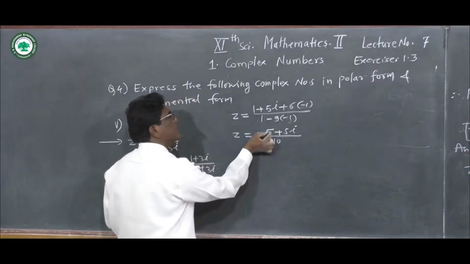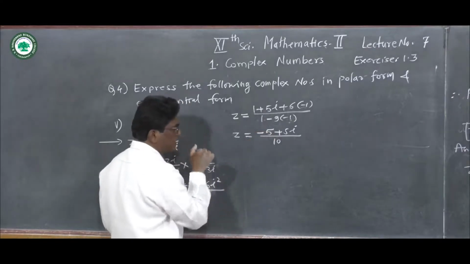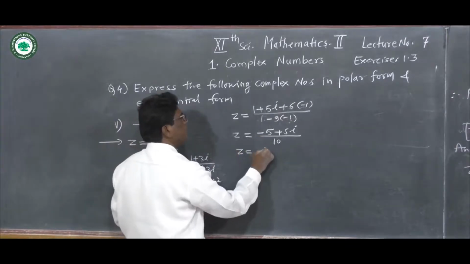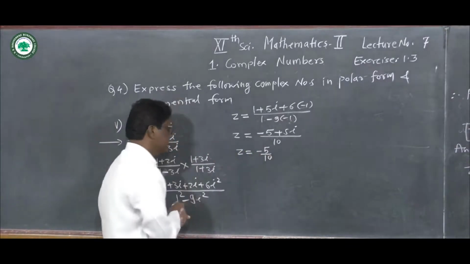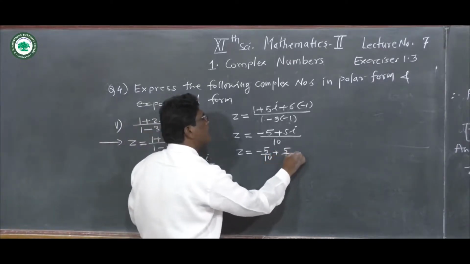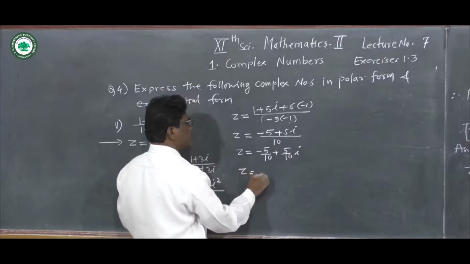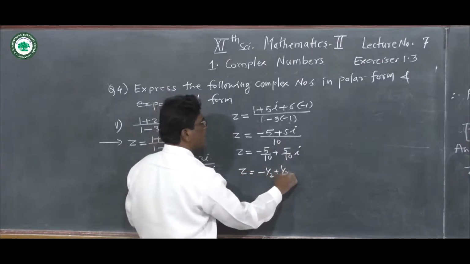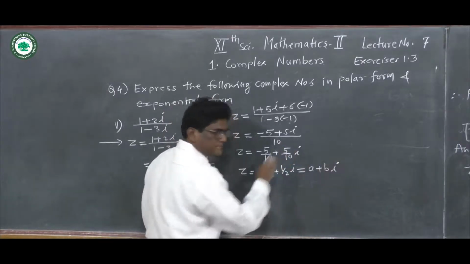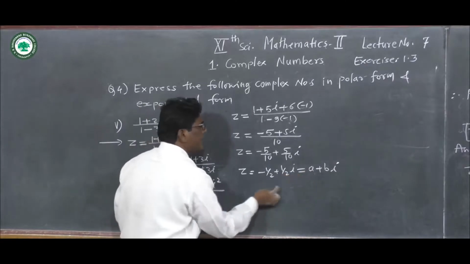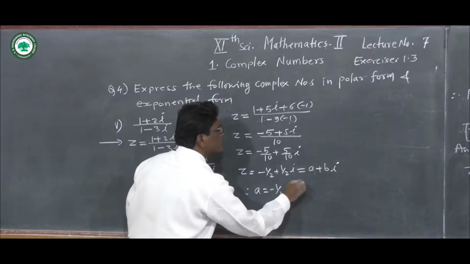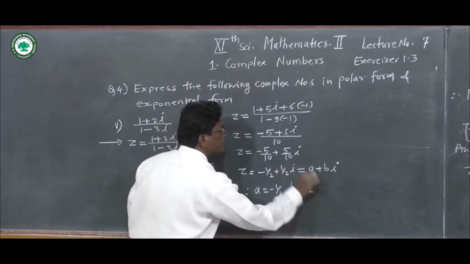And now divide this 10 to this real part and imaginary part separately. So we get here Z is equal to minus 5 upon 10 plus 5 upon 10 into i. So Z is equal to, we get minus 1 half plus 1 half i. And compare it with a plus bi. And therefore we get a as minus 1 half. a is equal to minus 1 half. And b is equal to coefficient of i, it is also 1 half.